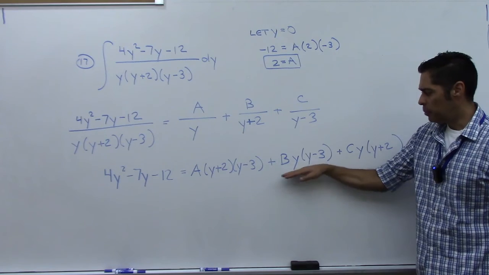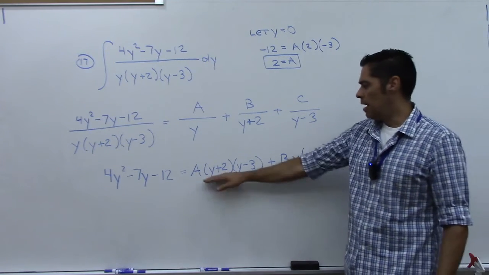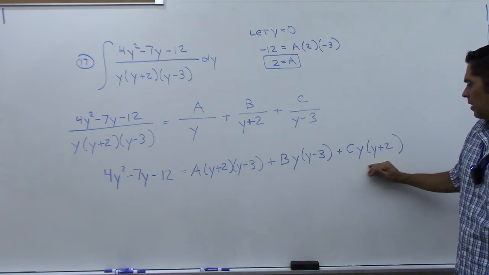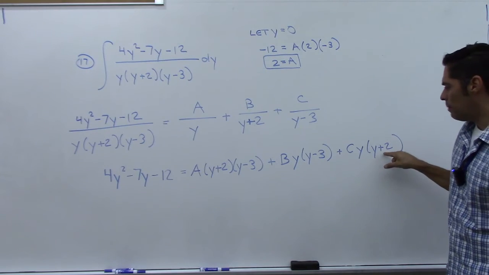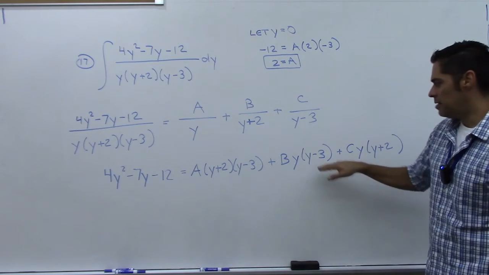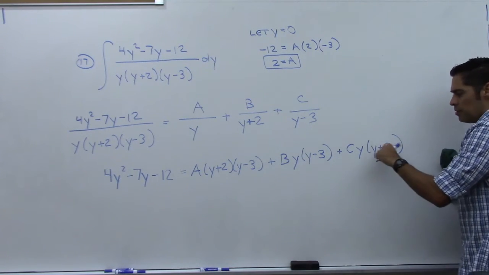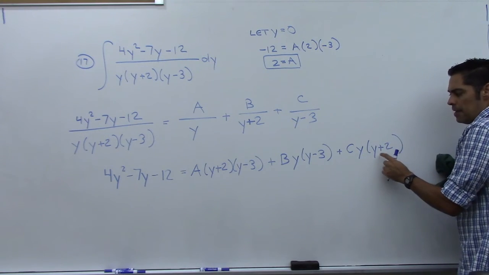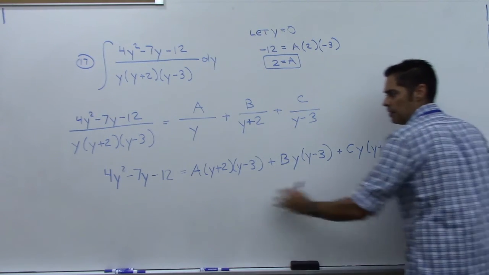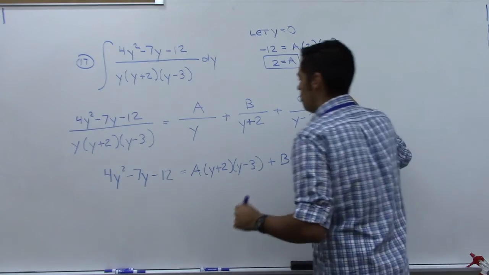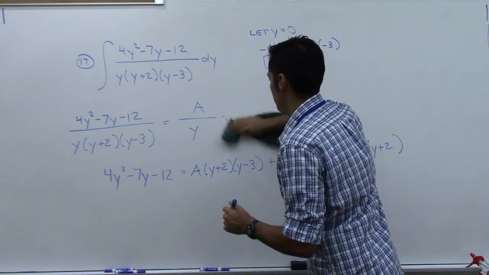So I need to somehow preserve B and kill A and C off at the same time. Notice that A and C both have the y plus 2 factor, but this one doesn't. So if I can make this factor go to 0, I'm good. So how about y being negative 2? It'll kill this off, it'll kill this off. So that's my next choice. y is negative 2.